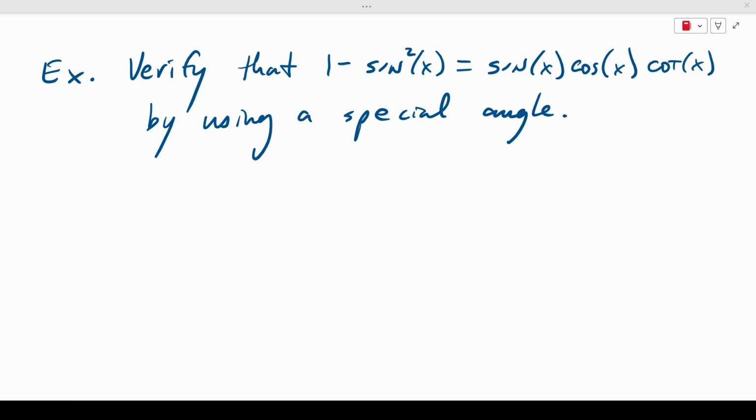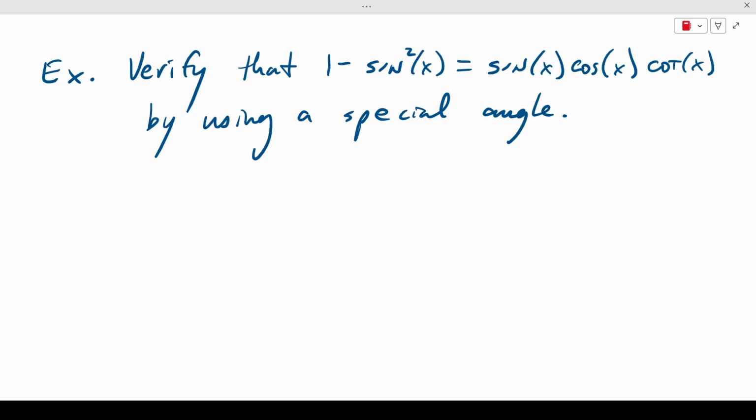But verifying with a special angle is not a proof. On the other hand, if you find an angle that you plug in and it shows that the left-hand side is not the same as the right-hand side, then that proves that the equality does not hold. Just like before with the algebraic example, with the polynomials and rational expressions.